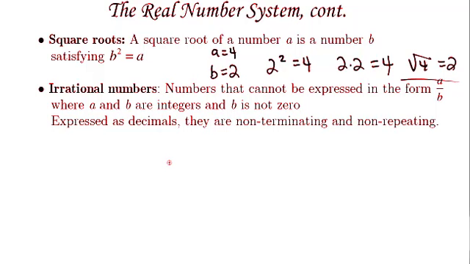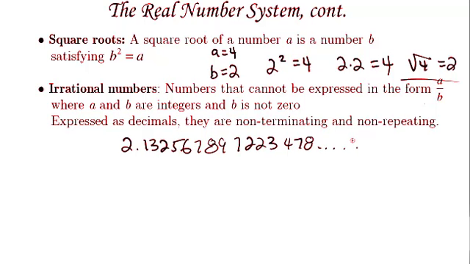Irrational numbers also belong to the real number system. So we just talked about rational numbers, and rational numbers, again, can be expressed as a decimal that either terminates or repeats. Irrational numbers cannot be expressed as fractions. In fact, when they're expressed as decimals, they're non-terminating and non-repeating. So if I gave you some number that just went on, never developed a pattern, and went on indefinitely, that would be an irrational number.